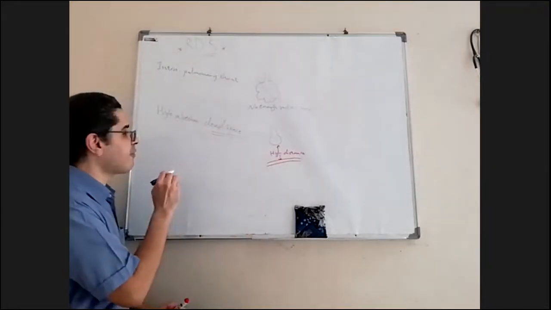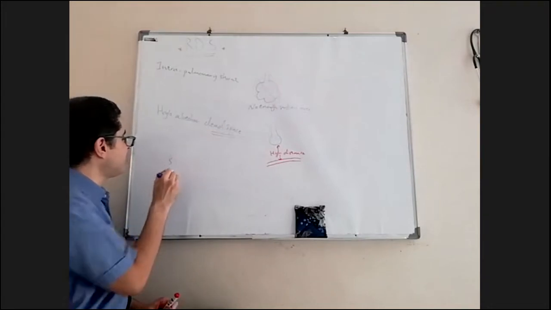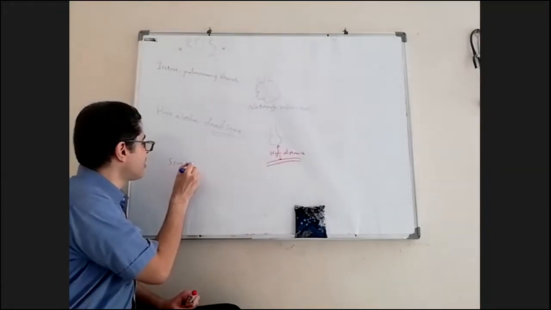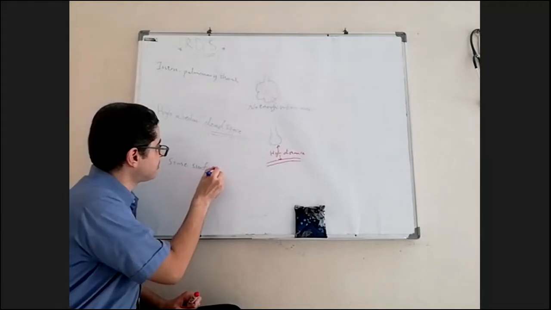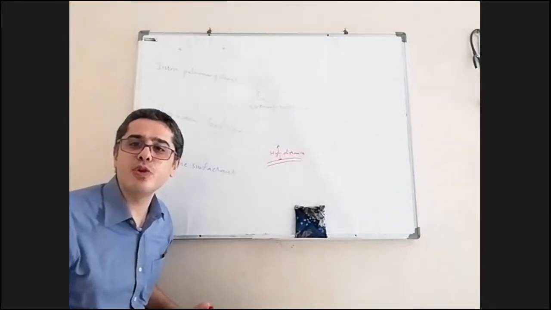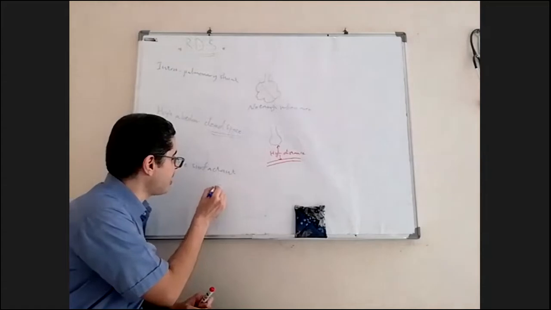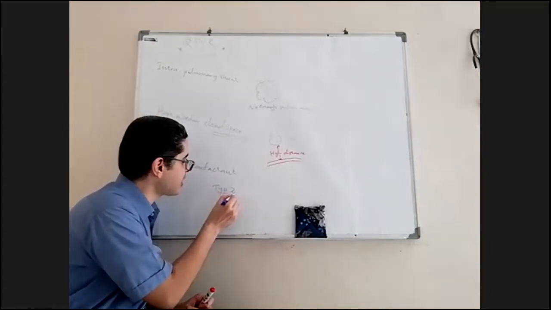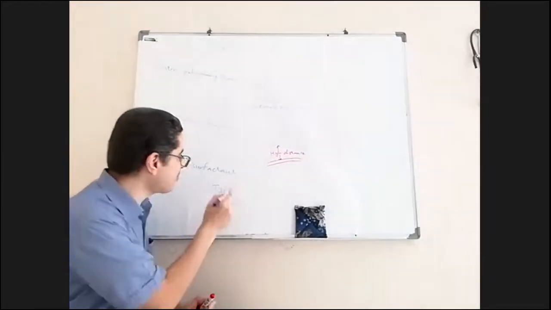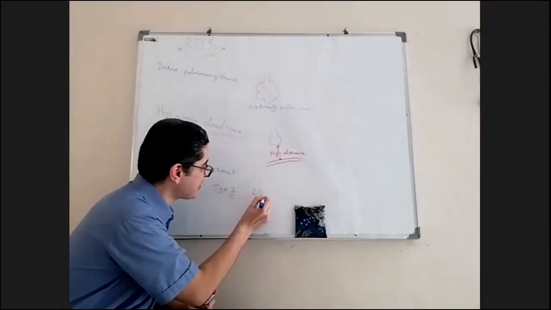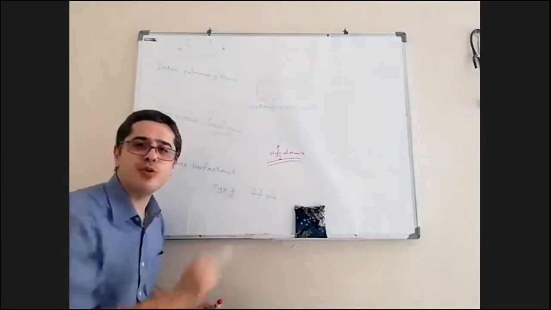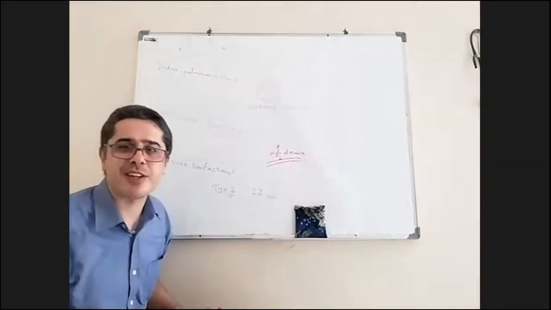Then if we talk about surfactant availability, most premature babies have some surfactant, because we know surfactant is produced by type 2 pneumocytes. At what gestational age? 22. You see, easy to remember: type 2 at 22 weeks. So always 2-2. Most premature babies have some surfactant.